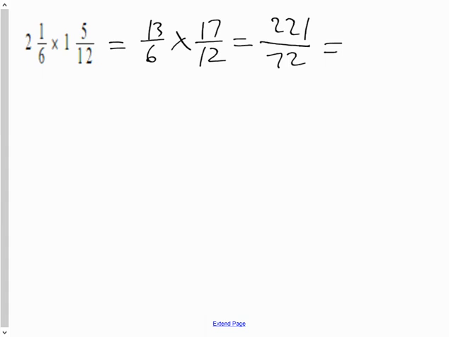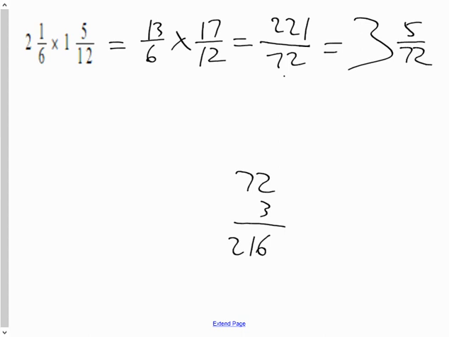And now that we have that, it's not in lowest terms, but I can't seem to divide it by anything because 221 is not divisible by 3 or 2 or 5 or 10 or anything. So how many 72s in 221? Well, 72 times 3 is 216. So there's 3 of them. And that means I have 5 left over. So 5/72 is your remainder.